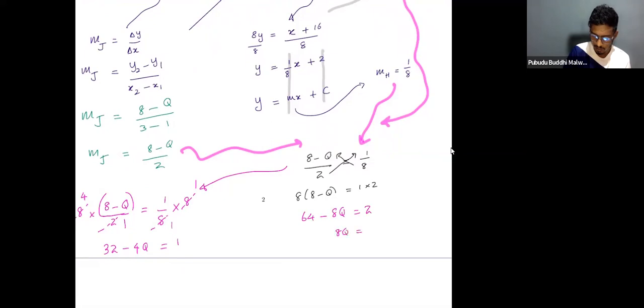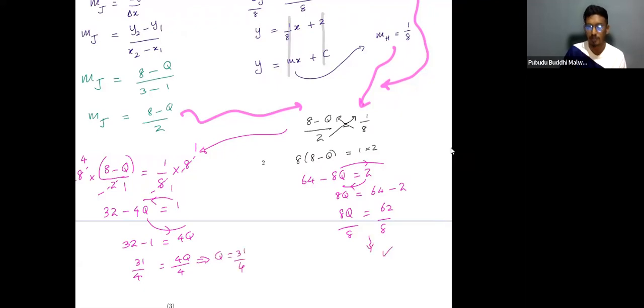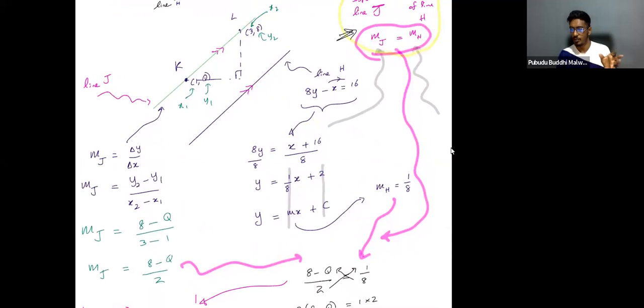So after this, you can move 8Q to the other side and 2 to this side. 64 minus 2, so 8Q equals 62. Divide both sides by 8. That's your answer. Using this method also, move 4Q to the other side and 1 to this side. So 4Q equals 31, so Q equals 31 over 4. This way also you will get the same answer. Simplification is not difficult, but the idea is very important, right?